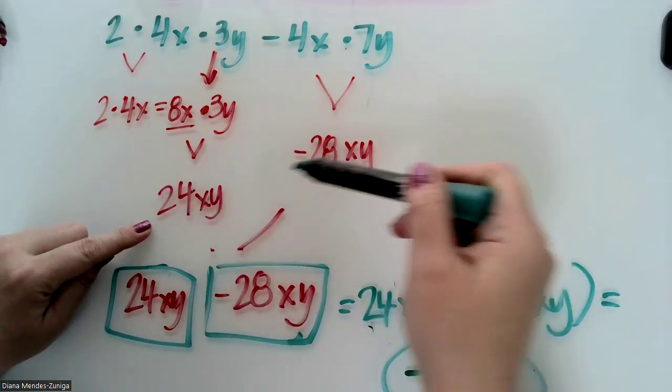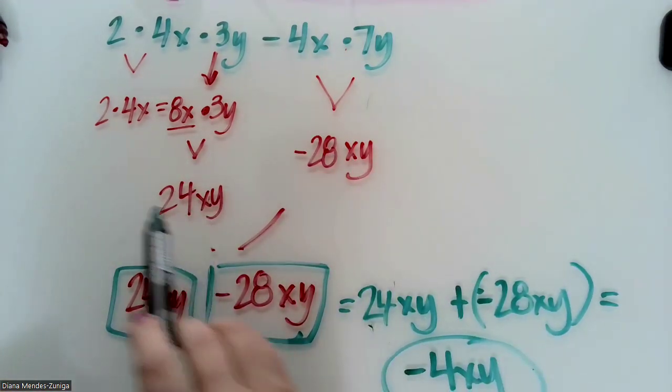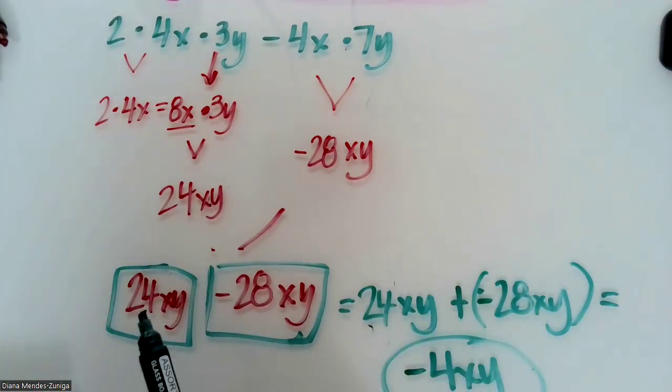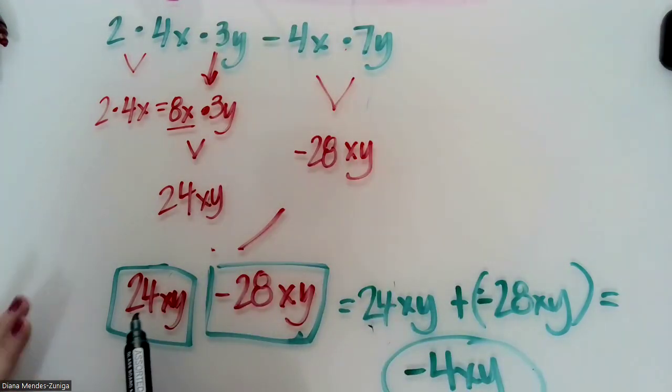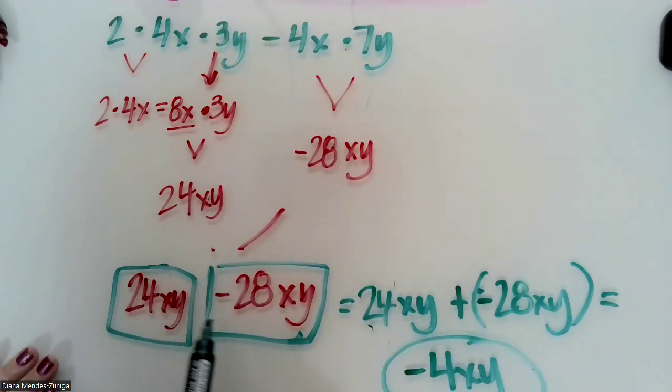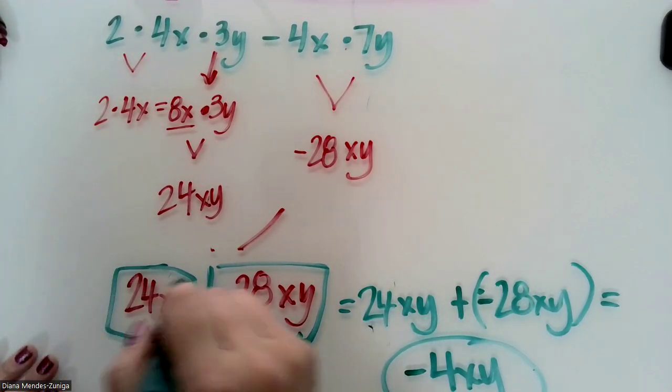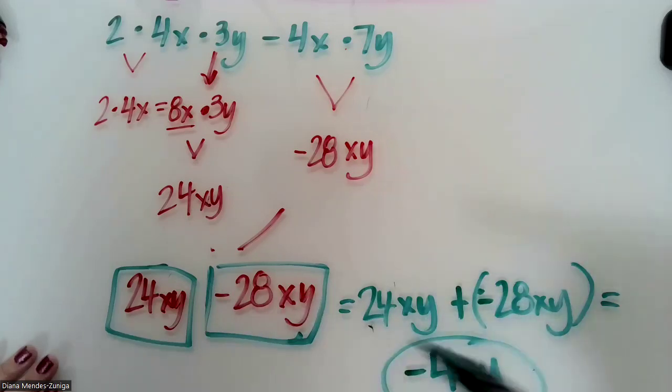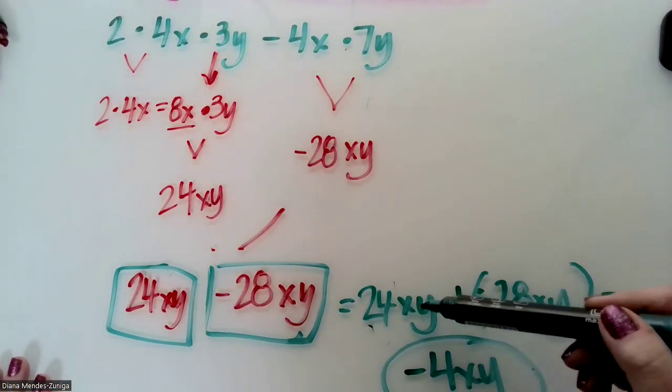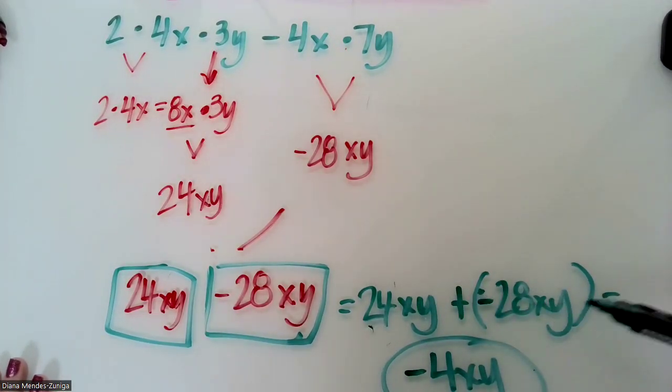Now, when we combine these terms here, when we actually write this problem out as it correctly should be, not all crooked, we end up with 24xy minus 28xy. We're going to further simplify by combining these like terms, and we end up with 24xy plus negative 28xy. We end up with an answer of negative 4xy.